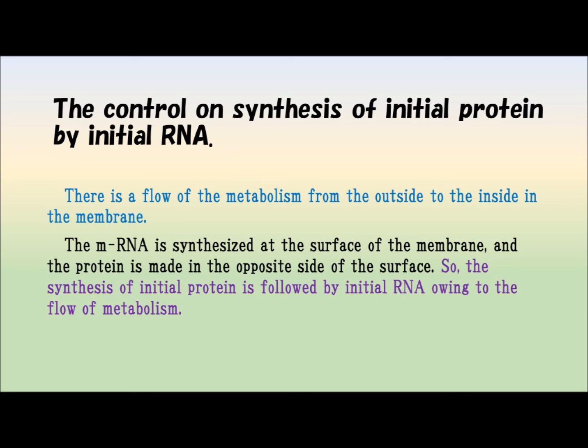The control of synthesis of initial protein by the initial RNA. There is a flow of the metabolism from the outside to the inside in the membrane. The m-RNA is synthesized at the surface of the membrane, and the protein is made on the opposite side of the surface. So, the synthesis of initial protein follows initial RNA owing to the flow of metabolism.